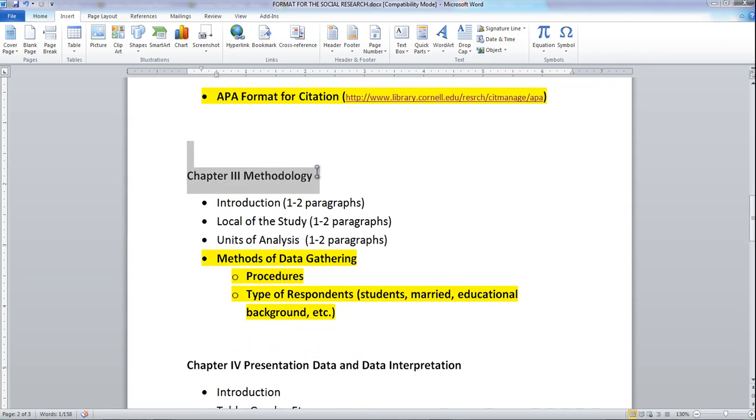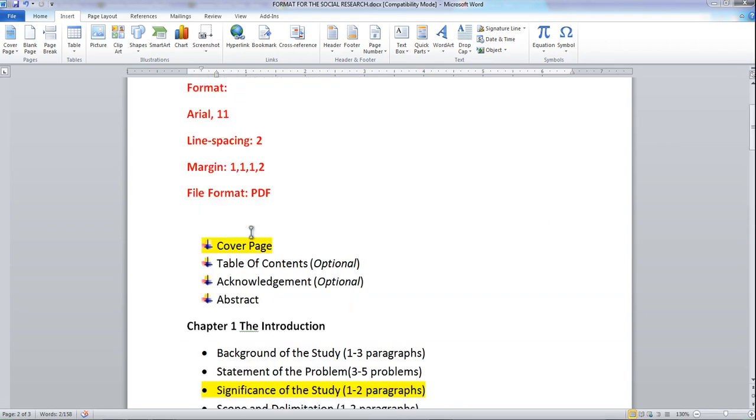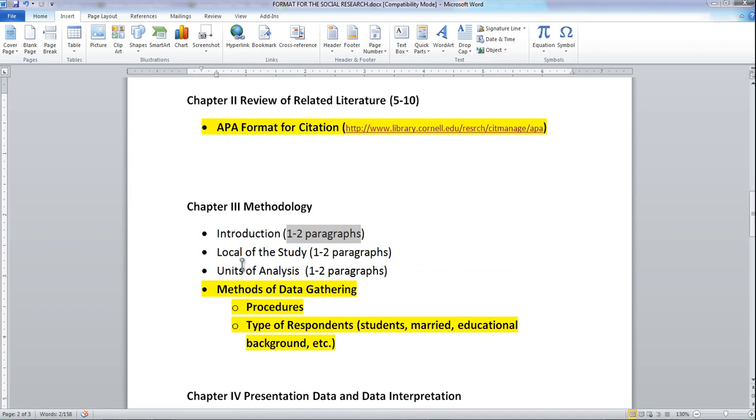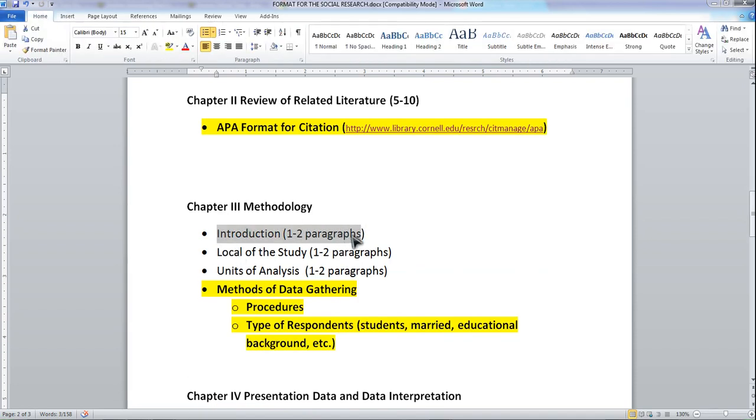Chapter 3, methodology. You have the introduction, 1 to 2 paragraphs. Class, remember that for every chapter, it's good that you give an introductory note, just to ease the readers into the chapter. For the introduction part of the methodology, 1 to 2 paragraphs will do.